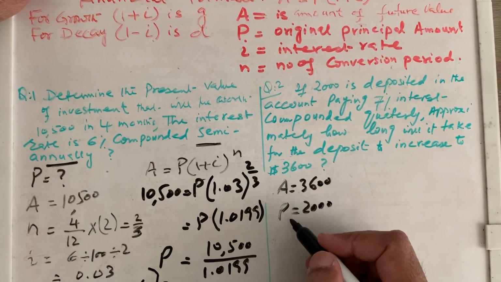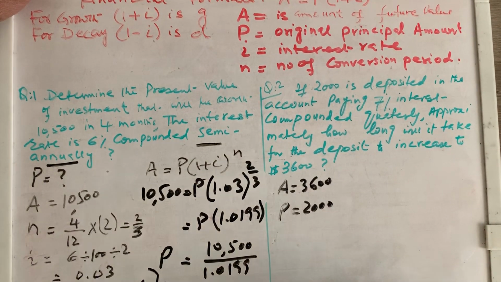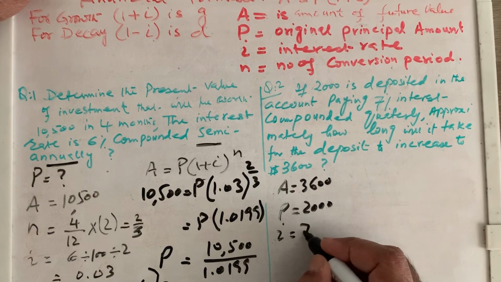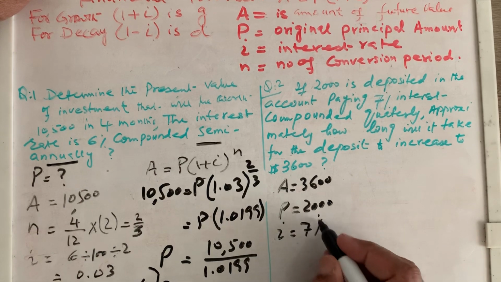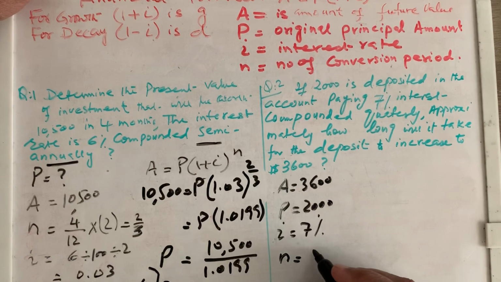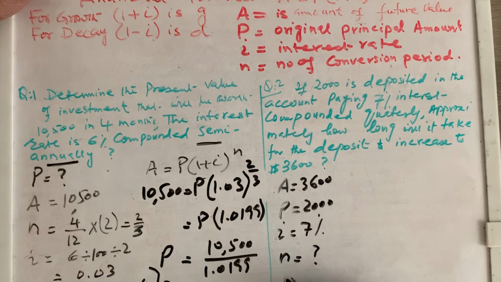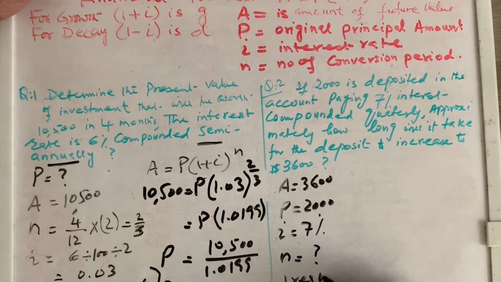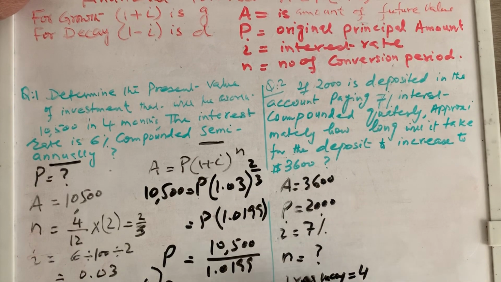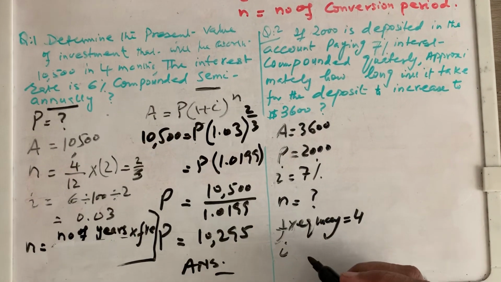So how long will it take to get 2,000 to 3,600? If it is deposited at an interest rate of 7%, and n is unknown, the number of periods, right? We don't know, so this n is unknown. The important thing is frequency, and the frequency in this question is 4, because it is quarterly.